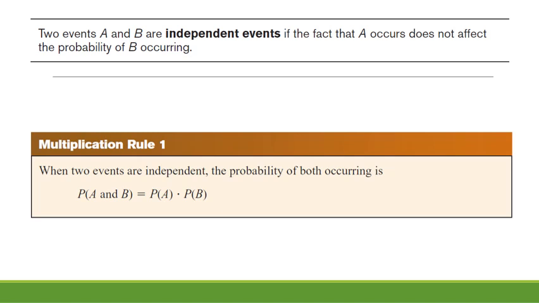We need to multiply. If both events are independent, you just need to multiply the first event times the second event. That is the first rule.